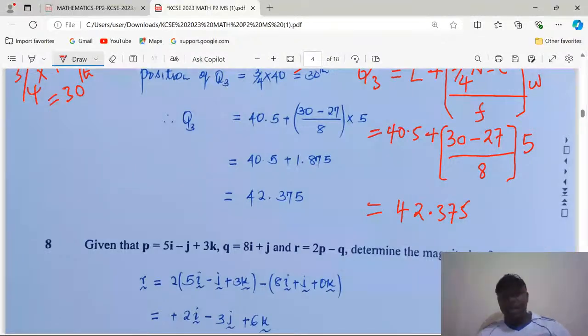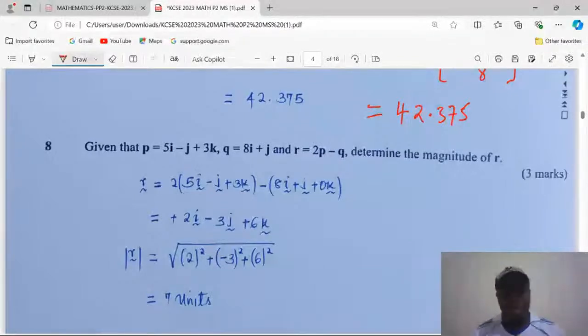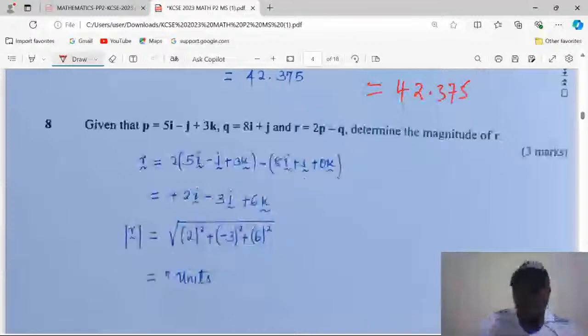Number 8. Given that P, this is a vector, of course, now. Vector P equals 5i minus j plus 3k. Then vector Q equals 8i plus j, and vector R is given by 2P minus Q. Determine the magnitude of R. So we are going to use the position vectors of P and Q to describe R.